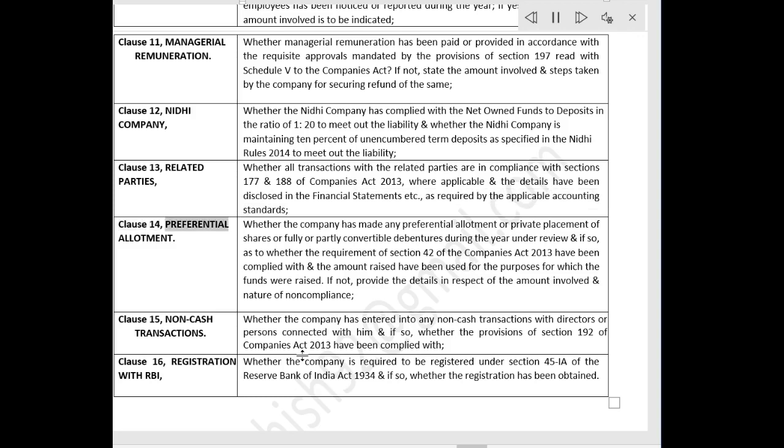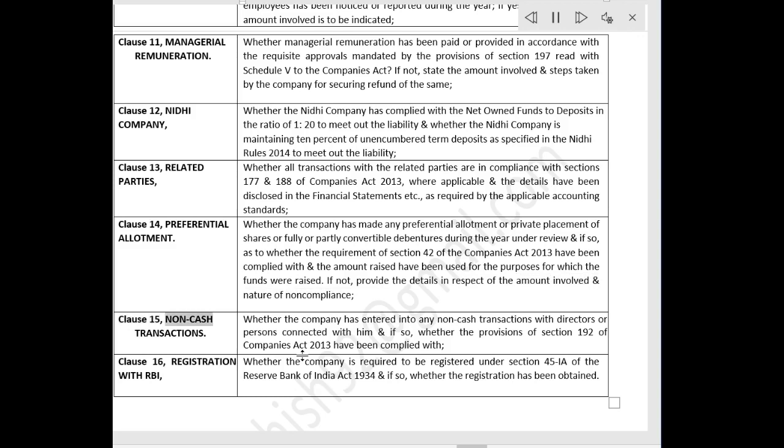Clause 14. Preferential allotment. Whether the company has made any preferential allotment or private placement of shares or fully or partly convertible debentures during the year under review, and if so, as to whether the requirement of Section 42 of the Companies Act 2013 have been complied with and the amount raised have been used for the purposes for which the funds were raised. If not, provide the details in respect of the amount involved and nature of non-compliance.